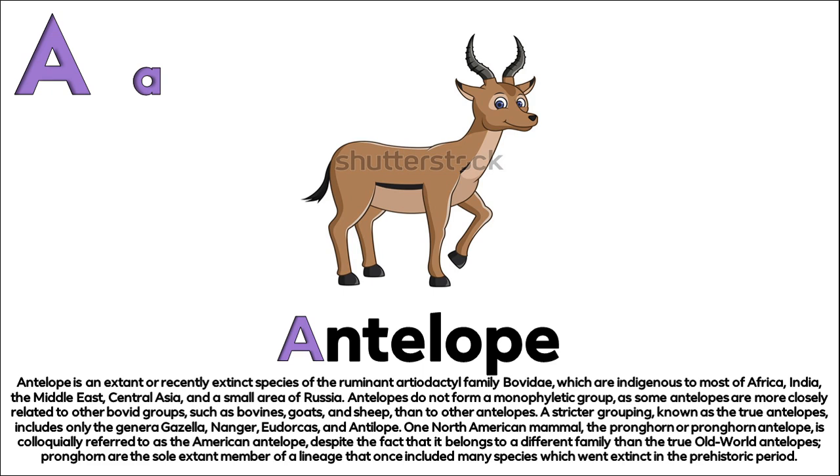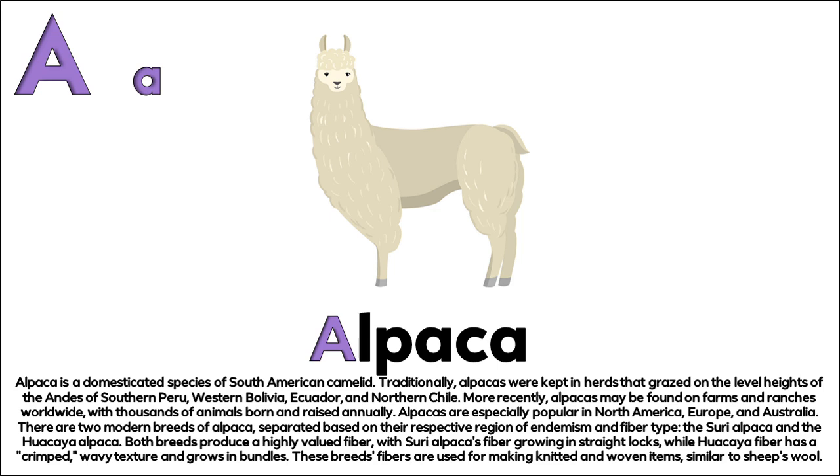A stricter grouping, known as the true antelopes, includes only the genera Gazella, Nanger, Eudorcas, and Antilope. One North American mammal, the pronghorn or pronghorn antelope, is colloquially referred to as the American antelope, despite the fact that it belongs to a different family than the true Old World antelopes. Pronghorn are the sole extant member of a lineage that once included many species which went extinct in the prehistoric period.